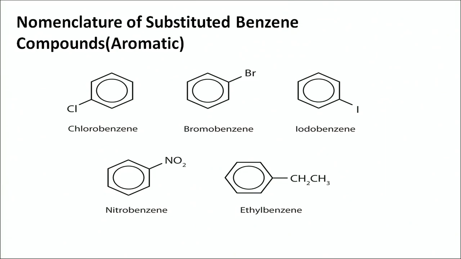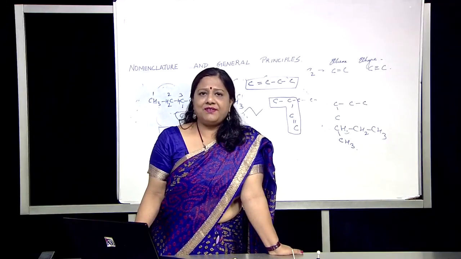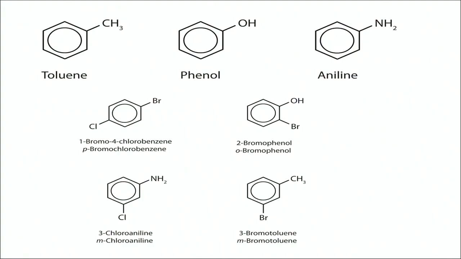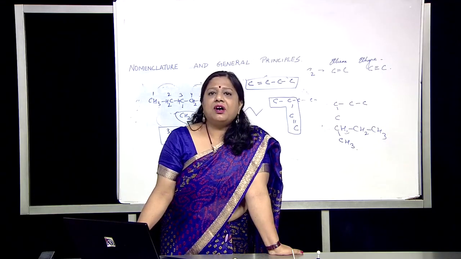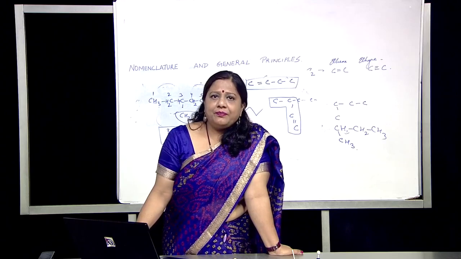Here are some aromatic compounds. When benzene has a chlorine at the side chain, we call it chlorobenzene. If bromine is there, bromobenzene. If iodine is there, iodobenzene. If an NO2 group is there, it becomes nitrobenzene, and ethylbenzene and so on. These are called benzene and its derivatives. Next, there are many more examples like toluene, which is also called methylbenzene, phenol, hydroxybenzene, aniline, aminobenzene, etc. These are some of the aromatic compounds whose names are accepted by IUPAC also.